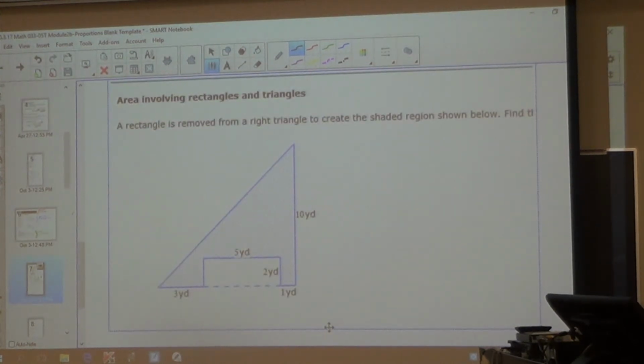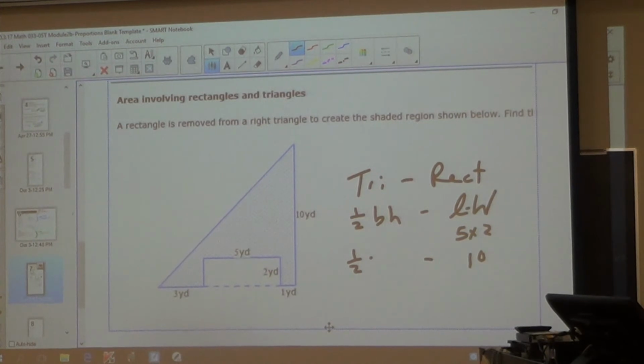What's my problem gonna be? Triangle, rectangle. Triangle minus a rectangle. So my triangle formula minus my rectangle formula. Length times width. Start with the rectangle. What's my length and width of my rectangle? 5. Now, I'm gonna get you on this one. What's the base of my triangle? 9.